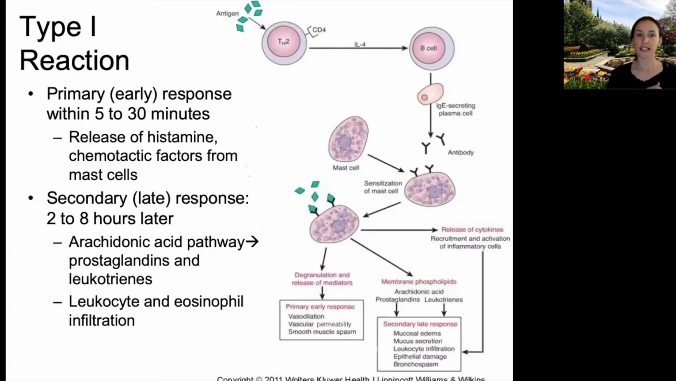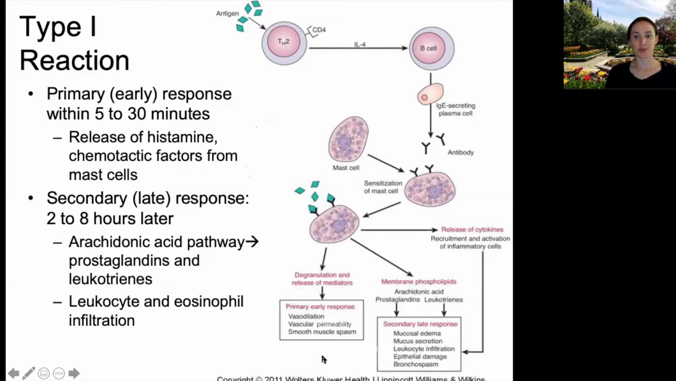So there are two phases of a type 1 reaction. There's that primary or early phase, which is within 5 to 30 minutes. There's this release of histamine and those chemotactic factors from that mast cell. Then there's that secondary or late response, which can happen 2 to 8 hours later. And this goes through the arachidonic acid pathway that leads to the prostaglandin and leukotriene release. This is also when the leukocyte and eosinophil infiltration will occur.